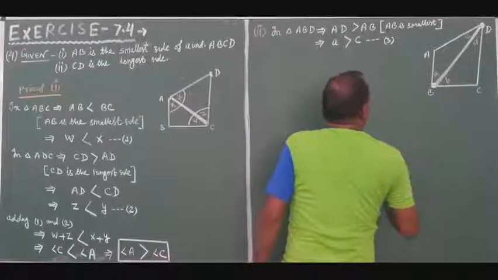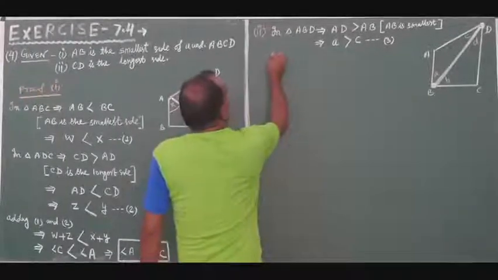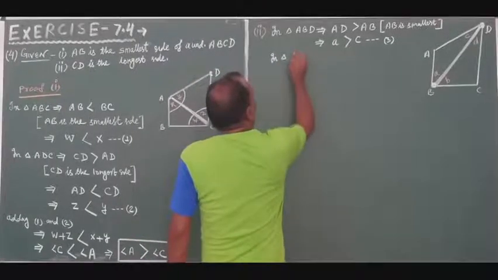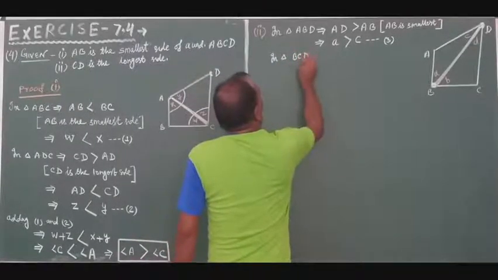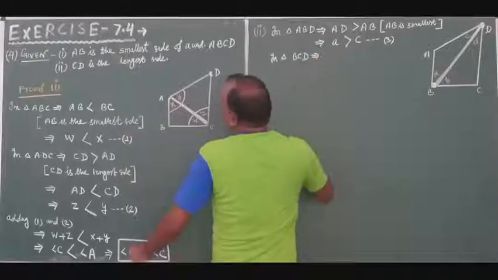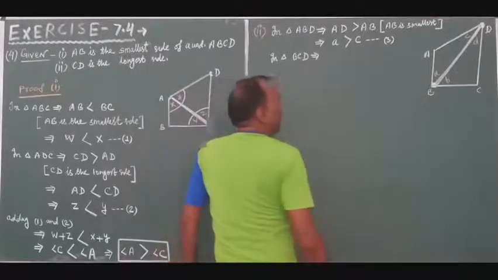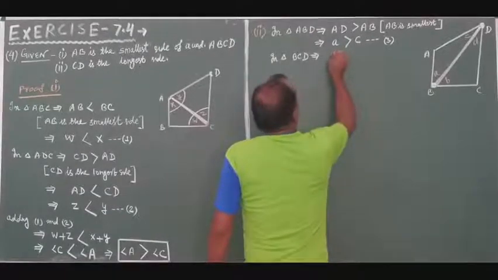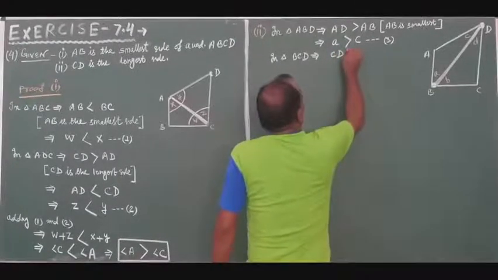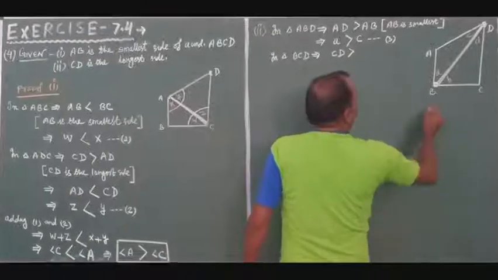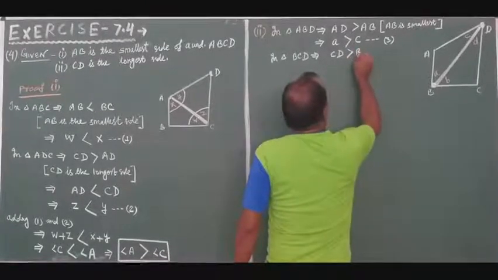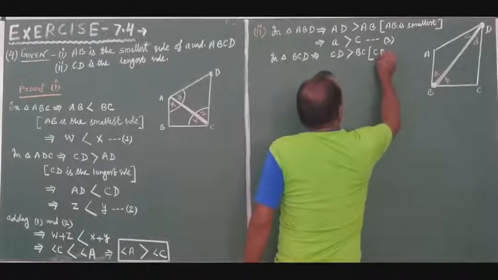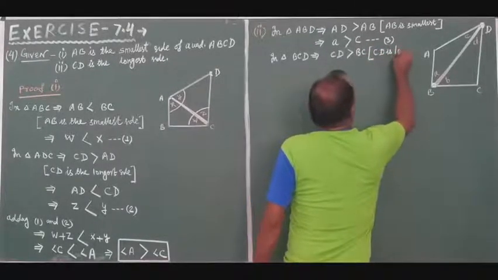Again, just look at another triangle. In triangle BCD, what is there? CD is the longest side. It means CD will be greater than what? What is the other side of this triangle? BC. CD is longest.